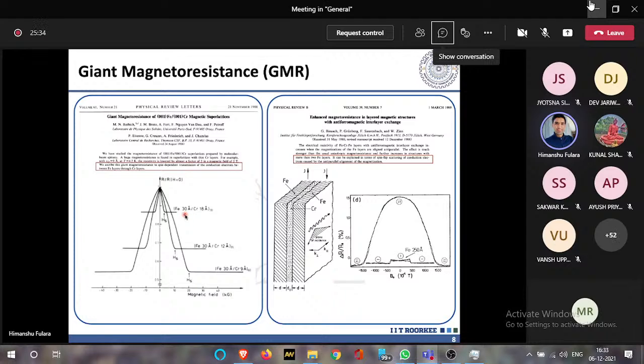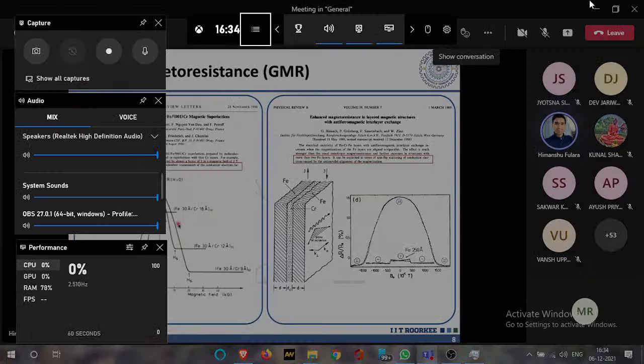You see here a 30 angstrom thickness, and here an 18 angstrom thickness, and this is 30. Thirty means these are alternate multilayers: 30 times of iron chromium, and then again iron chromium. So these are the successive layers. This is called the multilayer structure. What they observed in these multilayer structures is that the change in the resistance is very high.